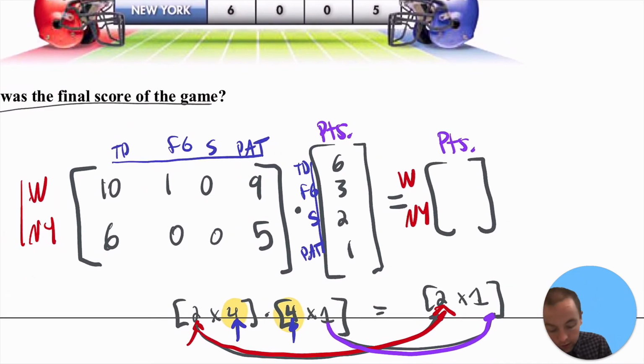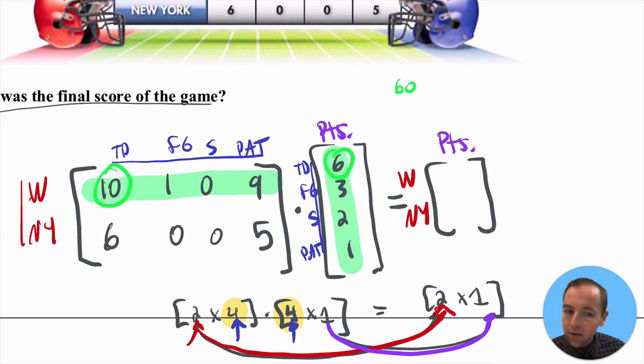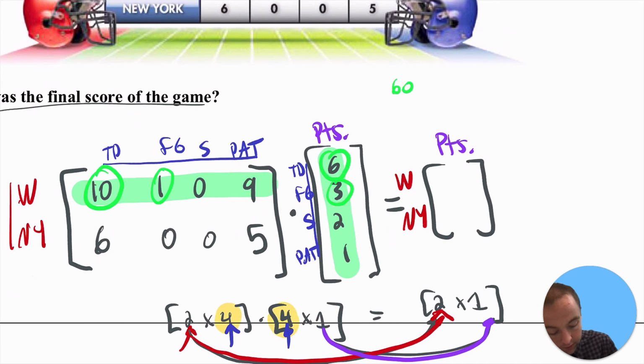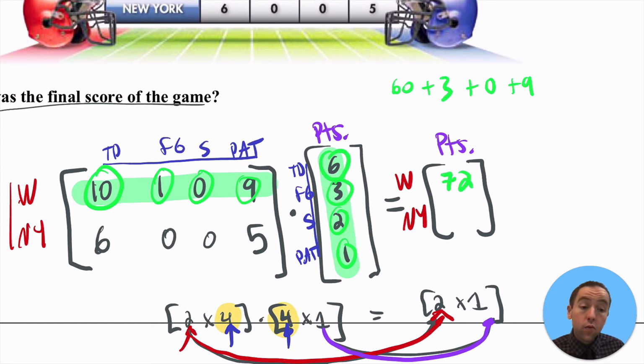If we carry out this multiplication, we always take an entire row of the first matrix and pairwise multiply it with the entire column of the second matrix. So 10 times 6 gives you 60, and that makes sense, because 10 touchdowns are each worth 6 points. A field goal is worth 3, so 1 times 3 is 3. No safety, so of course they didn't get any points there: 0 times 2 is 0. And then 9 times 1 is 9. If you add that all together, they ended up scoring 72 points, the Washington football team did.